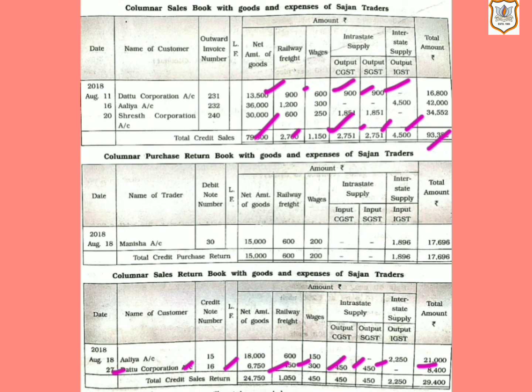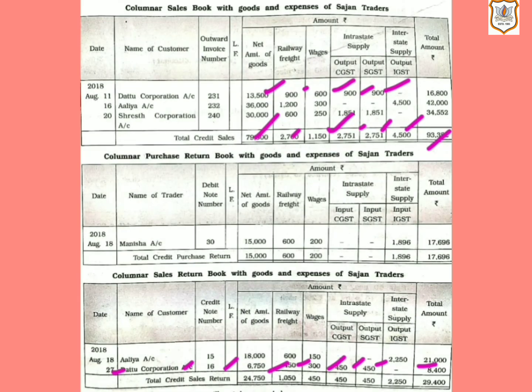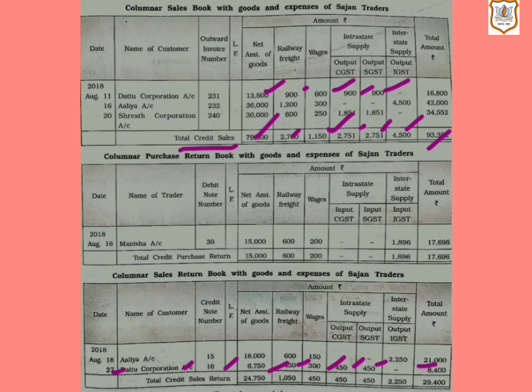And finally, the total amount will be 93,352. That means our customer will pay us 93,352 in future. That is total credit sales.